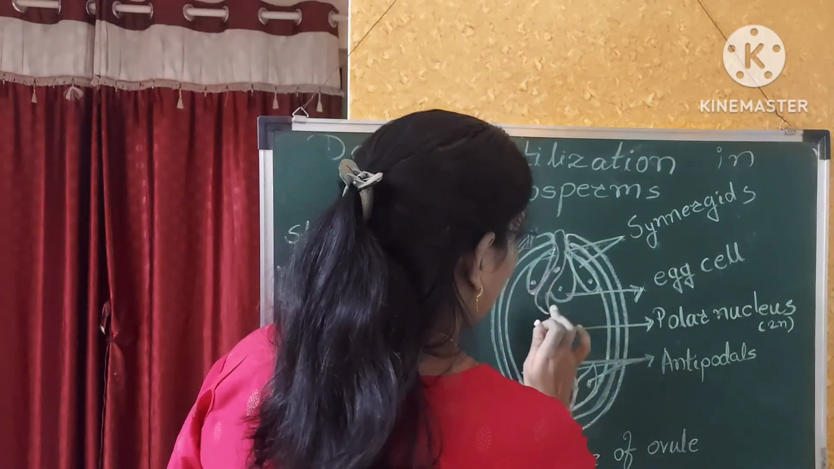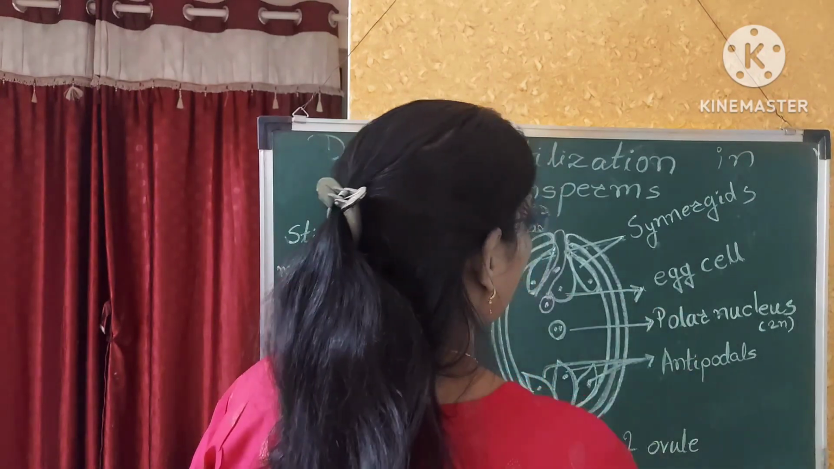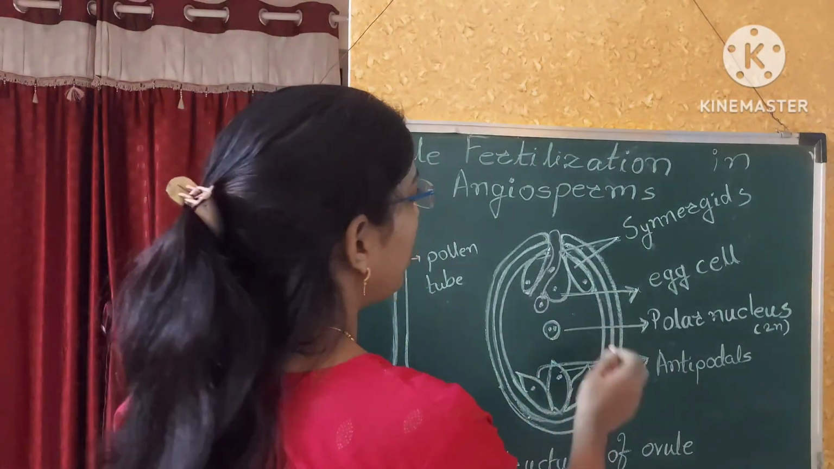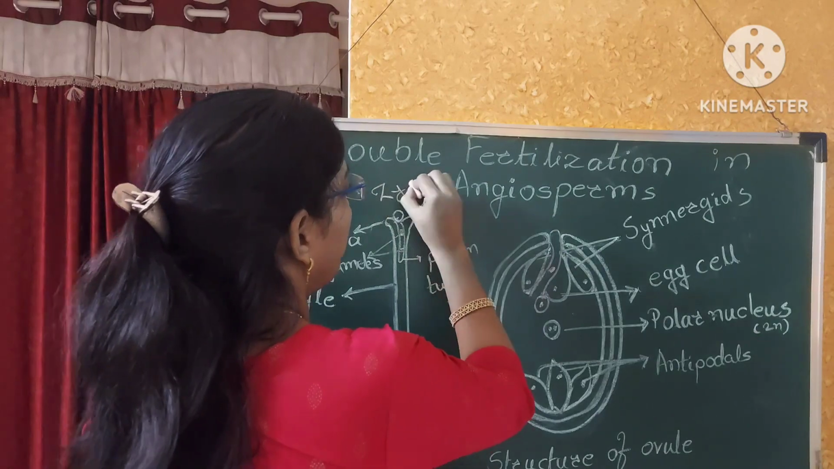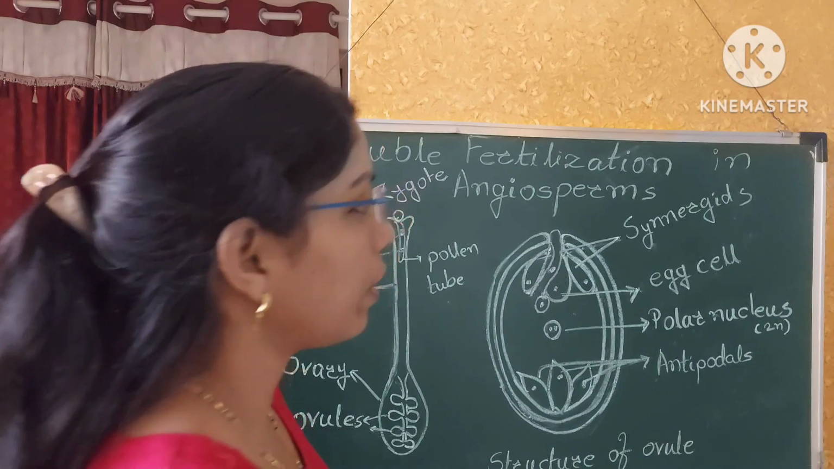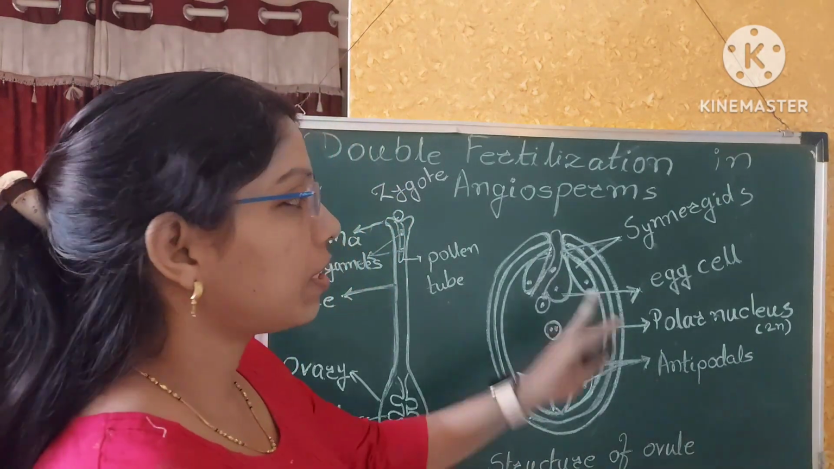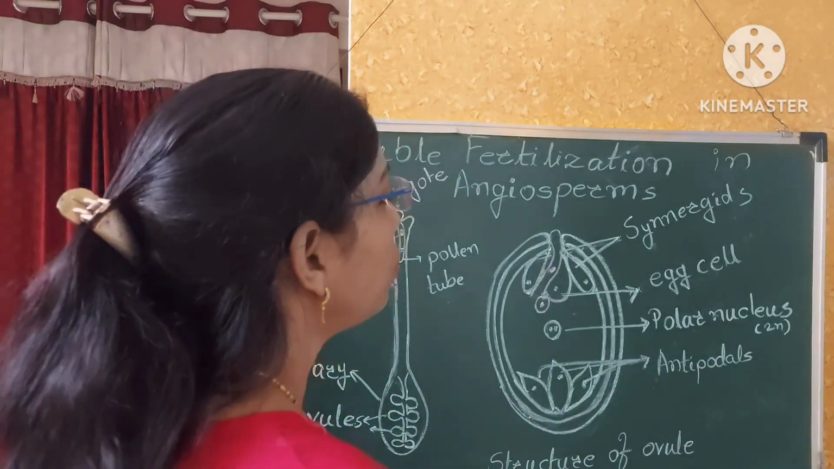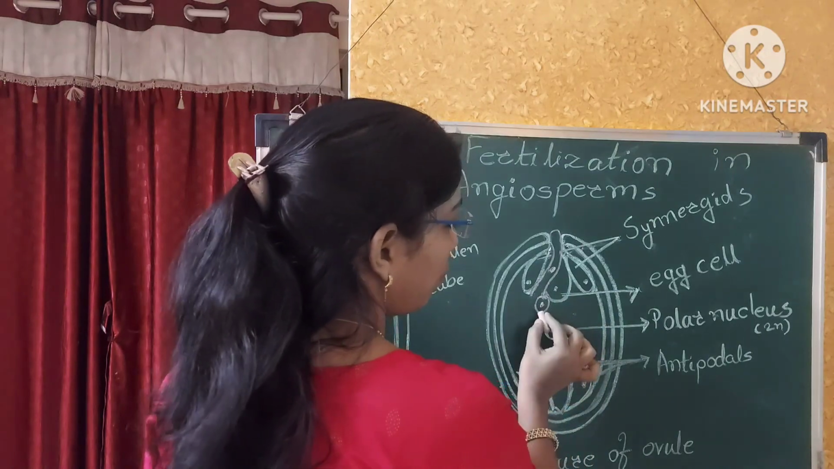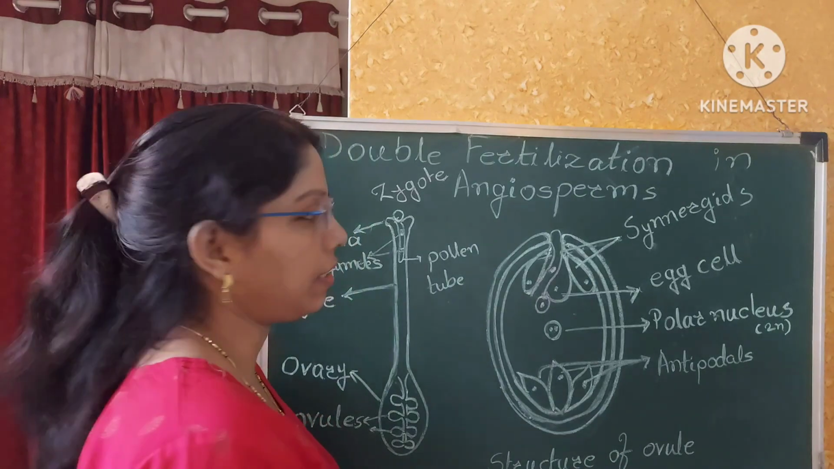One of the male gametes unites with the egg cell. Here is the egg cell. One of the male gametes unites with the egg cell to form a diploid zygote. And we know that when zygote formation takes place, it is called fertilization. So this is the first fertilization in angiosperms. After the pollen tube bursts, one of the male gametes fuses with the egg cell to form a zygote, which is called fertilization.